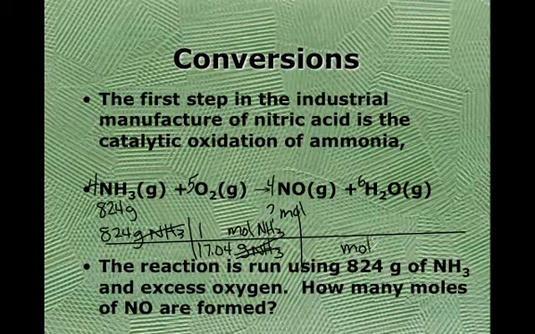So now, since we're in moles of NH3, we can convert to moles of NO. Remember, when you convert from one compound to another, you need to be in moles for both, mole to mole. And these numbers come from your coefficients. So 4 over 4, which is just 1. So if we take 824 divided by 17.04, we'll get the answer.